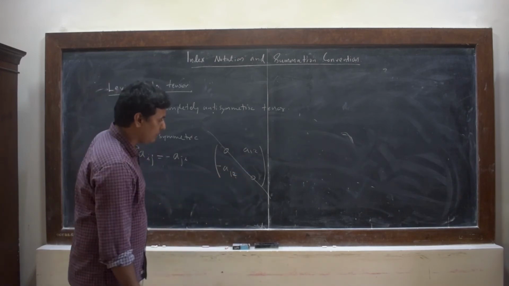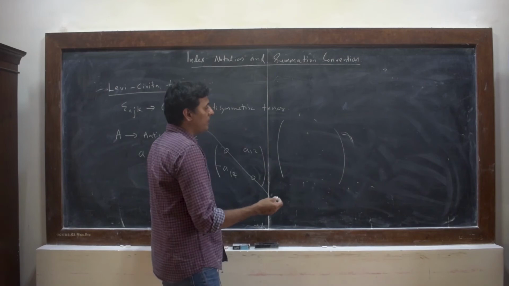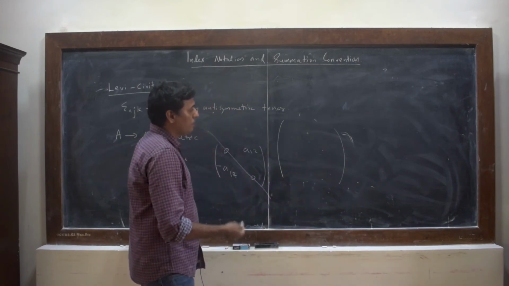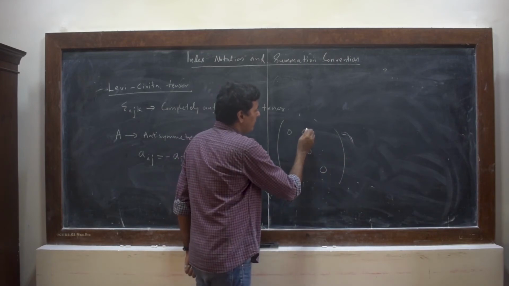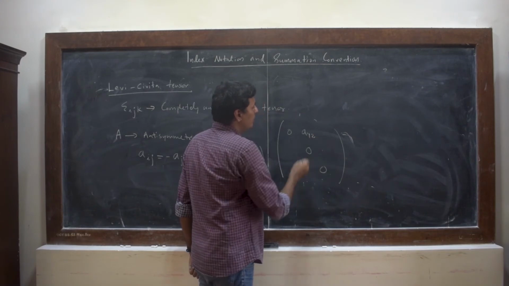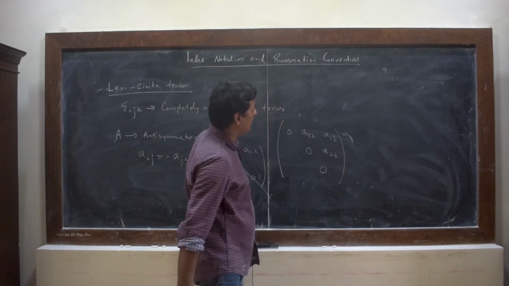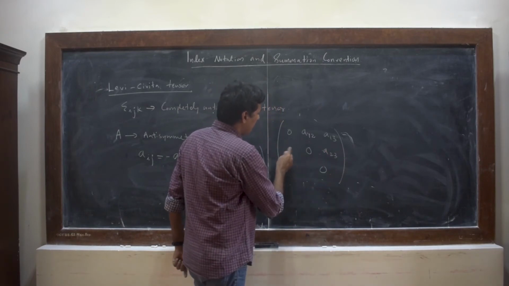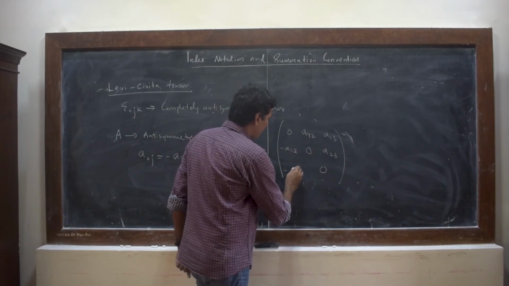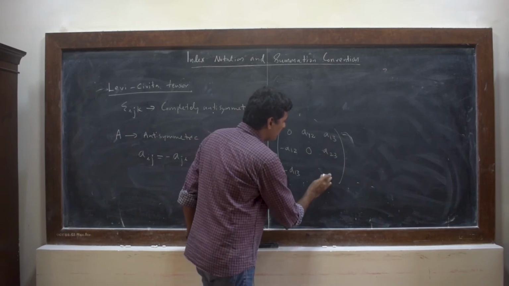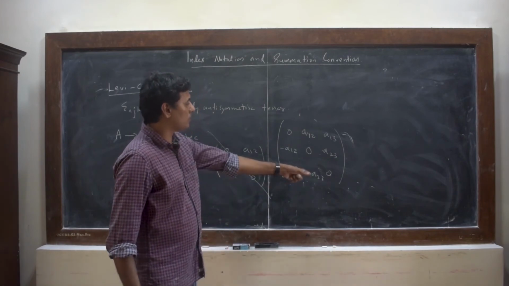And for example, if you have a 3-dimensional matrix, a 3 cross 3 matrix which is antisymmetric, then you can see that all the diagonal elements, all these 3 elements, will be 0, and here you will have A12, and here you will have A13, here you will have A23, and here you will have minus A12, and here minus A13, and here minus A23. This will be the form of an antisymmetric 3 cross 3 matrix.